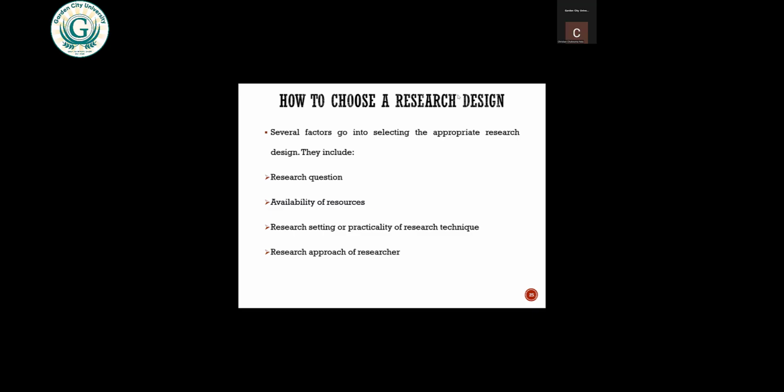And then finally, the research approach of the researcher. Personally, I like using quantitative research. So I would always make sure that when I am doing a study, I'll be using quantitative. Others too would like using qualitative. So they would always make sure that their studies are going to be qualitative studies.